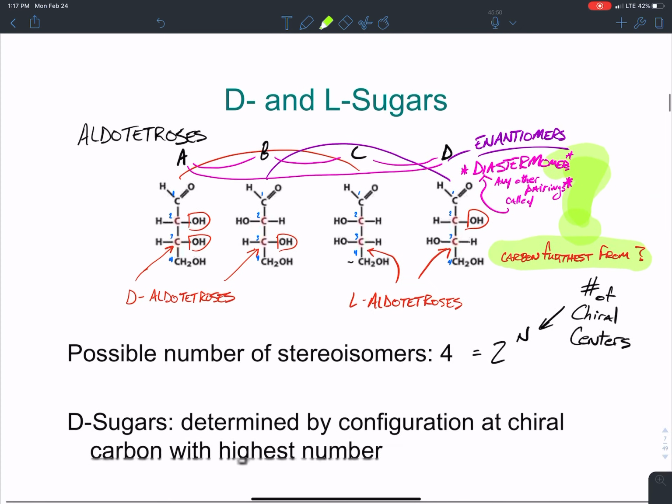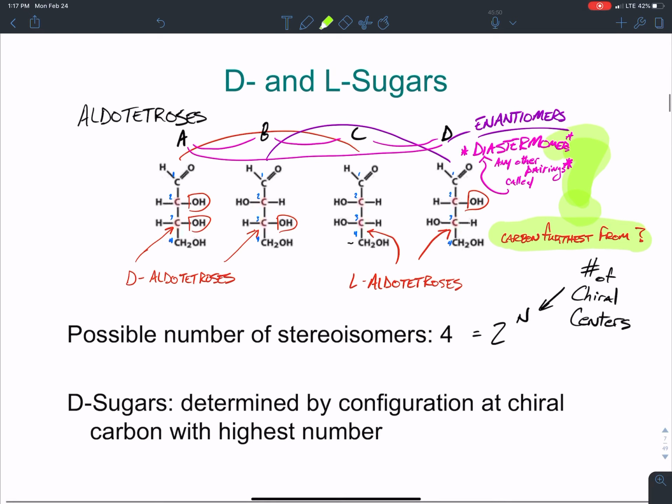So let's move on. Then we have the D and the L sugars. So these are aldopentoses. I don't know, I'm saying that wrong. Listen to her notes.